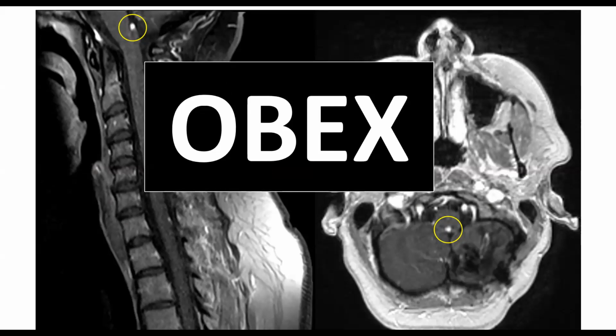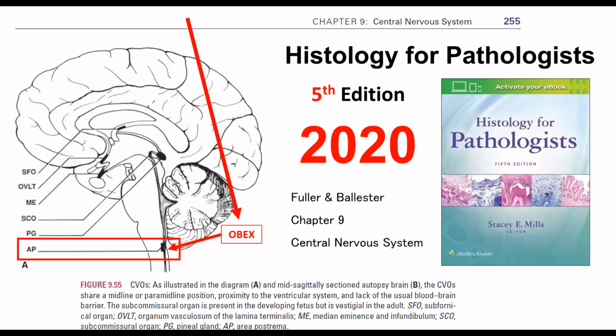All right, the obex is the caudalmost point of the floor of the fourth ventricle, where it transitions into the central canal. And the neuroanatomy is critical. So where I always go for neuroanatomy and neurohistology, of course, is Histology for Pathologists, 5th edition, Fuller and Ballister. And here you can see an illustration from chapter 9 showing the obex at the junction between medulla and cord.